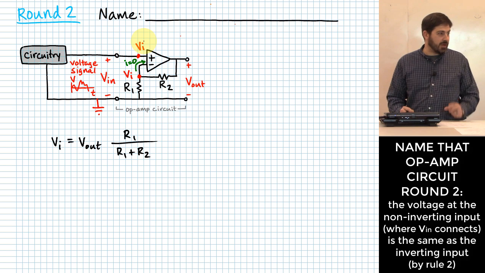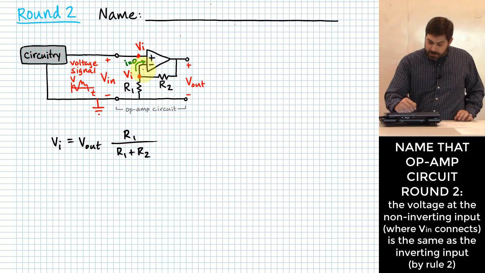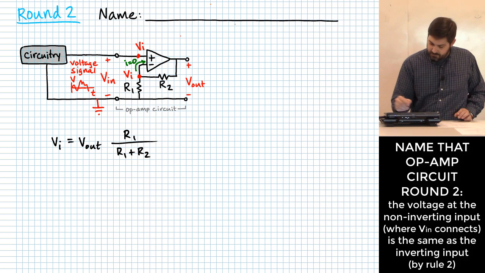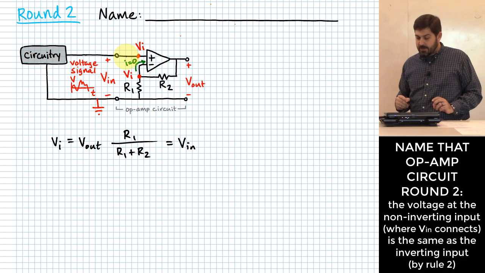Whenever you have a circuit like this with a properly set up feedback mechanism, you're going to have the same voltage on both of your input terminals. And if that's VI up there, what's VI actually equal to? V in. I said V in was that voltage that's being fed into that terminal up top.